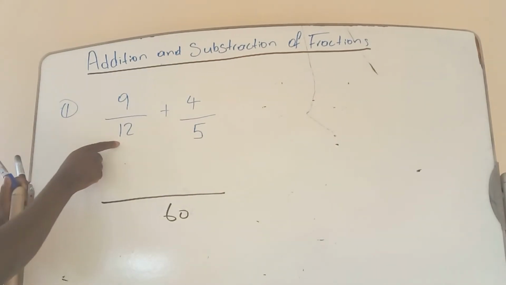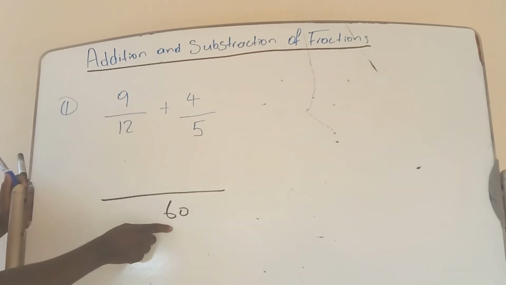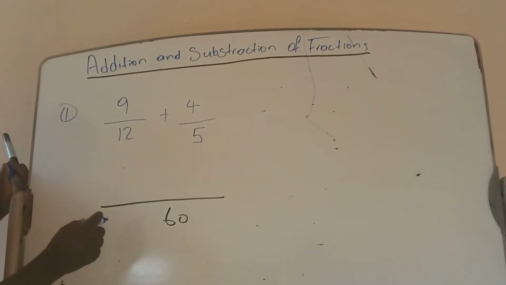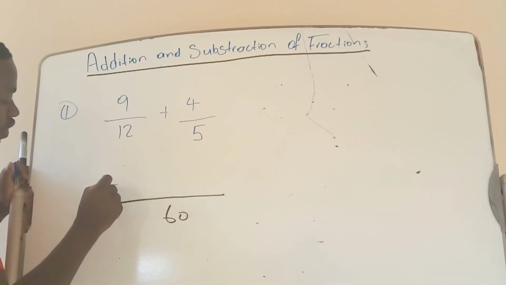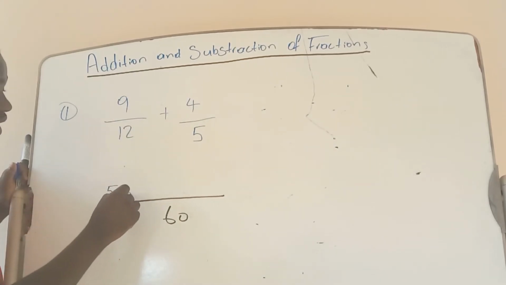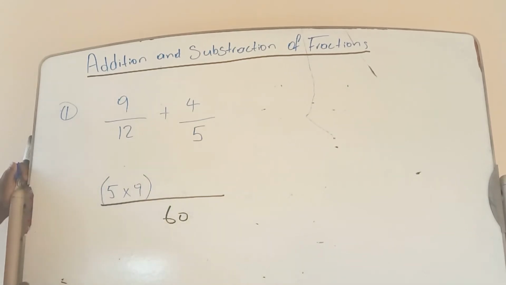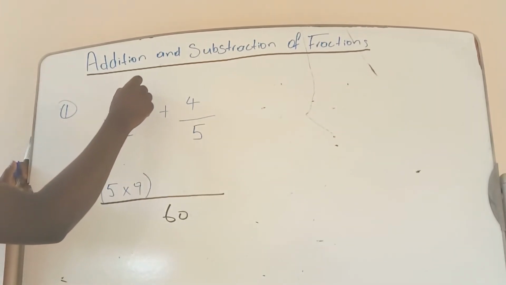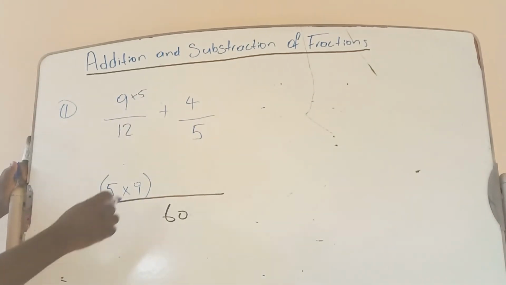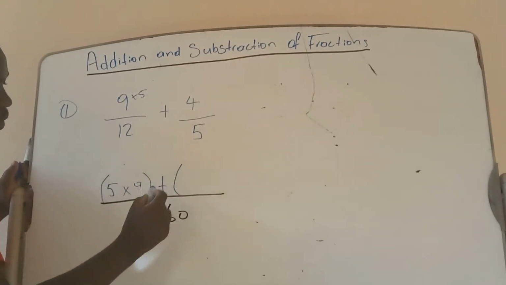So you're going to ask yourself, how many groups of 12 can you get out of 60? We can get 5 groups. When you get those 5 groups, you must take that 5 to multiply your numerator, which is 9 in this case. You can write it in your bracket. Some people write the 5 here, put a multiply and put 9 here. Then you keep the plus sign, and you can just simply open a bracket.